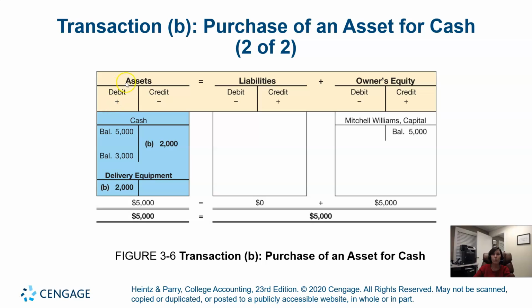If we total up all our asset accounts, there's only two of them. We have cash with a $3,000 debit balance and delivery equipment with a $2,000 debit balance. So overall, our asset picture hasn't changed. It's just shifted forms, and our accounting equation, our balance sheet equation, remains true.